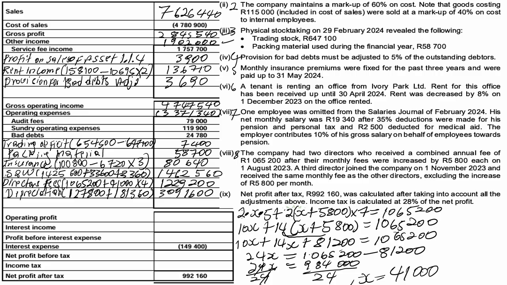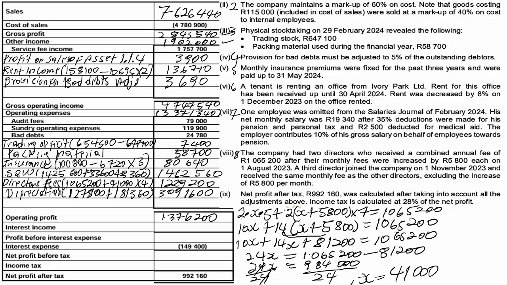Okay, so and then what about now with the operating profit? So operating profit is the gross operating income minus operating expenses. So it's going to be the 4,747,540 minus operating expenses of 3,371,340. So the operating profit, guys, is going to be how much? 1,376,200.